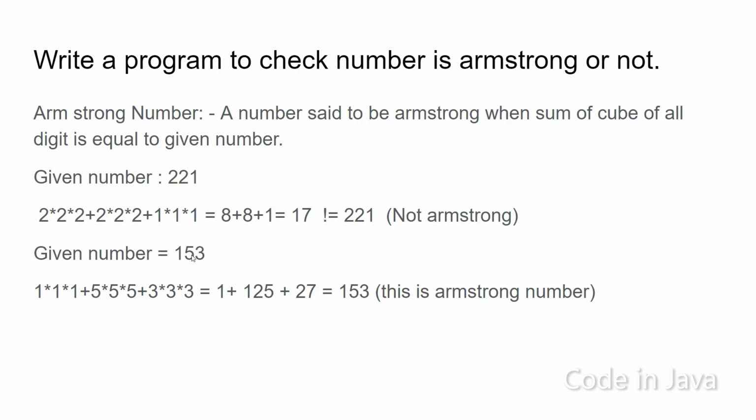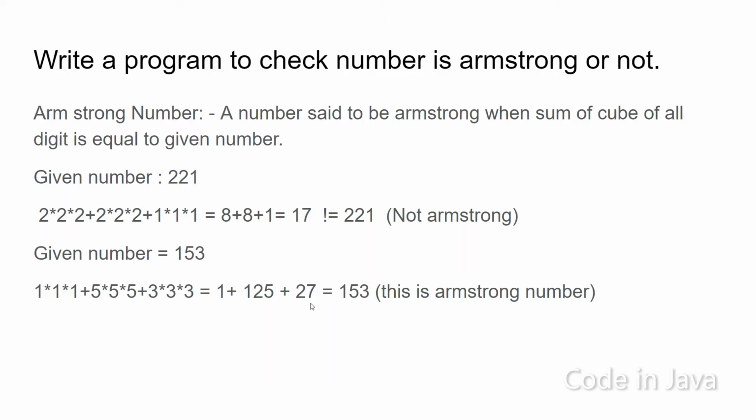So let's see another example. The given number is 153. We will find the cube of 1, the cube of 5 and the cube of 3, and we will sum it. If it is equal to 153, then this number is an Armstrong number. So the cube of 1 plus the cube of 5 plus the cube of 3. The cube of 1 will be 1, the cube of 5 will be 125, like 5 into 5 is 25, and into 5 is 125, and the cube of 3 will be 27.